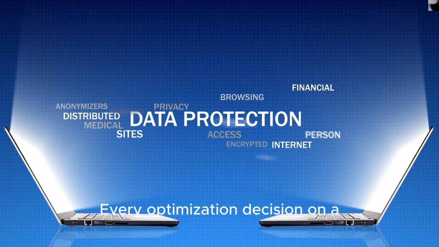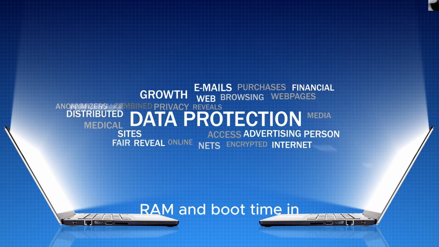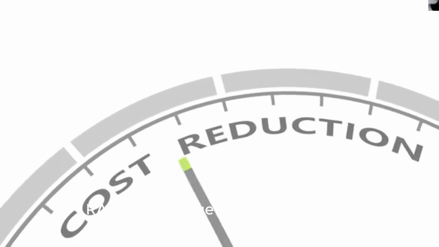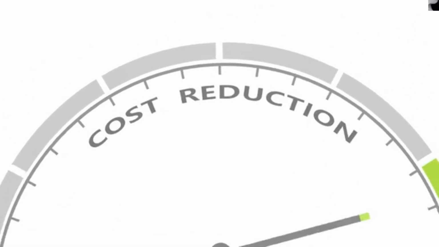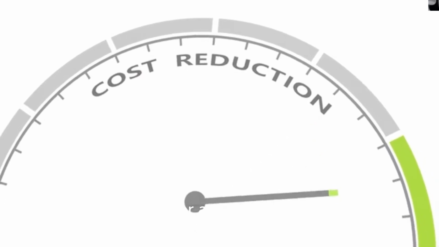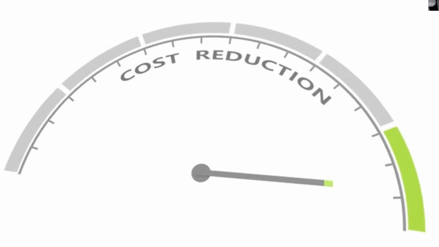Every optimization decision on a Windows system is a trade-off. Memory integrity costs RAM and boot time in exchange for meaningful protection against sophisticated kernel-level attacks. Copilot services cost RAM in exchange for AI productivity features that some users find genuinely valuable and others have never used. Widgets cost RAM for an information panel that serves some users and sits unnoticed in the corner for others.